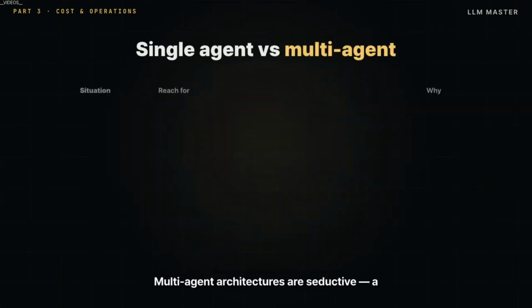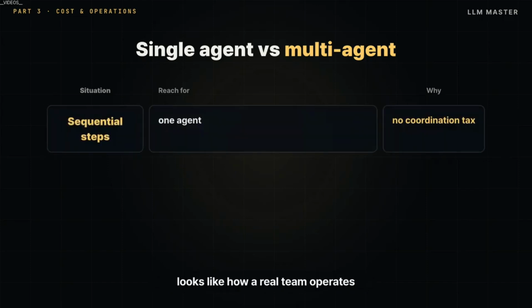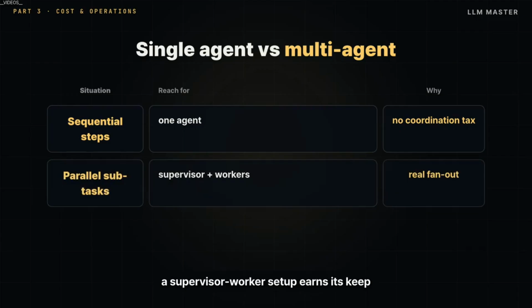Multi-agent architectures are seductive. A supervisor delegating to specialist workers looks like how a real team operates. Sometimes it's the right call, when a task genuinely fans out into independent subtasks that can run in parallel, or when isolating context per specialist keeps each one focused, a supervisor worker setup earns its keep. But reach for it far later than your instinct says.